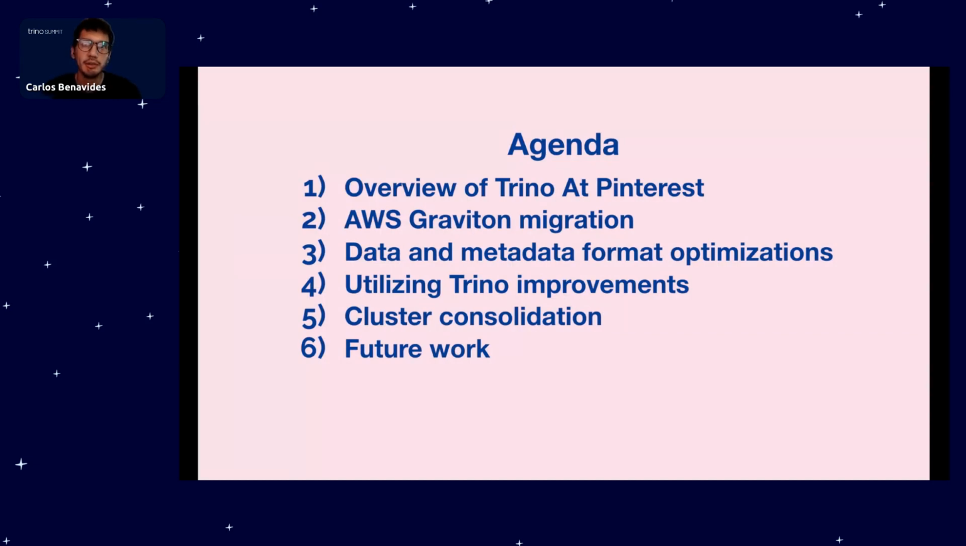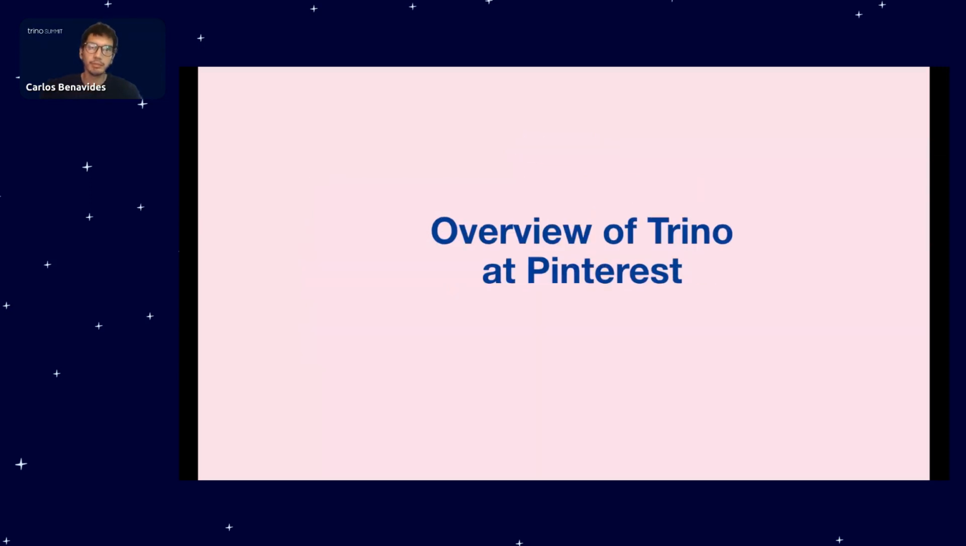We'll begin this talk with a quick overview of Pinterest's scale and our current Trino setup at Pinterest. We'll then discuss the optimizations we did, such as Graviton migration, data and metadata format optimizations, utilizing Trino improvements from newer rebases or newer versions, our cluster consolidation, and future work we have planned at Pinterest for Trino. So let's begin with a quick overview of our scale and how we use Trino at Pinterest.